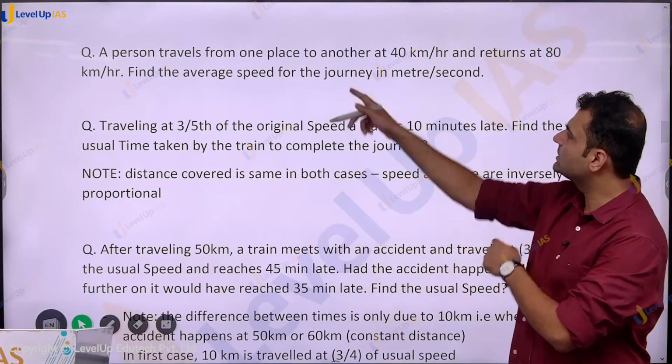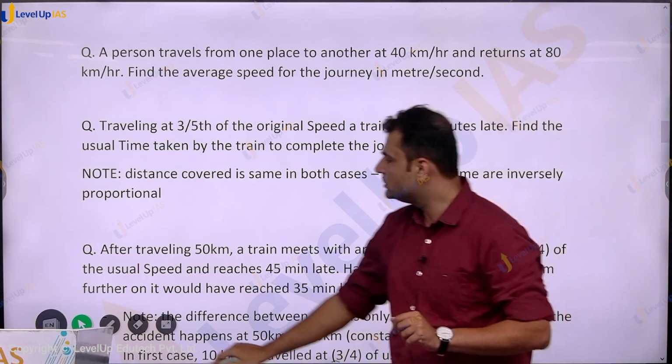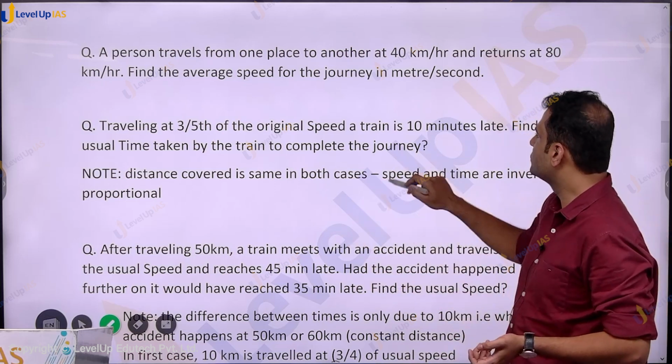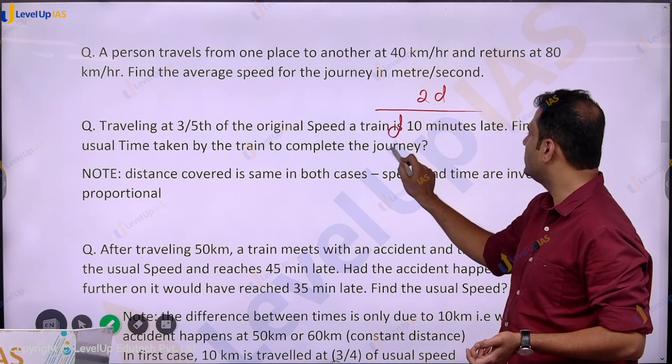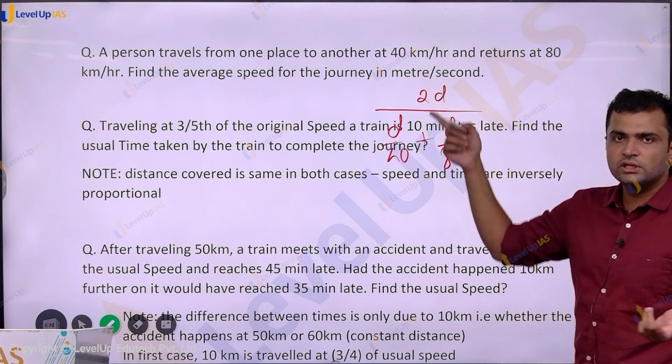A person travels from one place to another at 40 and returns at 80. Find the average speed for the journey. So we assume that the distance between two places is d. So total distance traveled is 2d. Time taken for onward journey is d by 40. Time taken for return journey is d by 80. This is the average speed, total distance by total time.